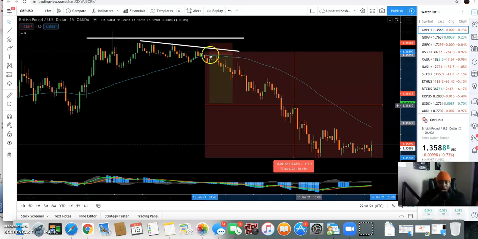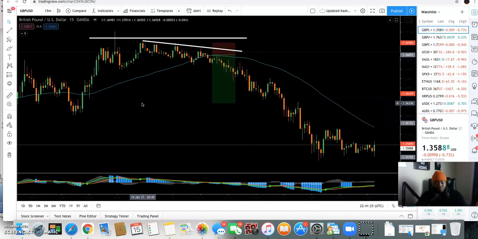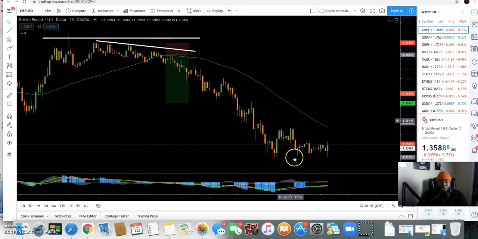113 pips off of this one move, and of course, I loaded it up, guys. So what I did was load it up. So that's it. And right now, I hopped out of the trade, of course, because the market is about to close.